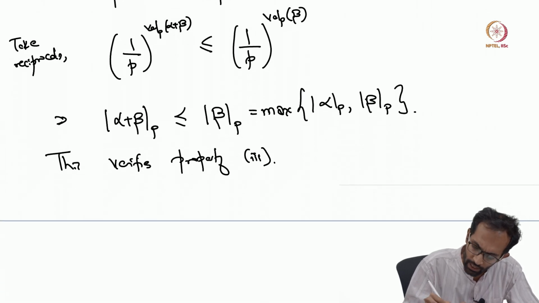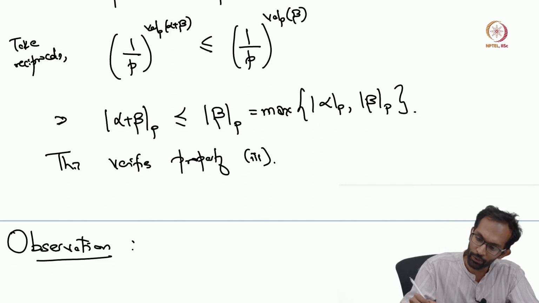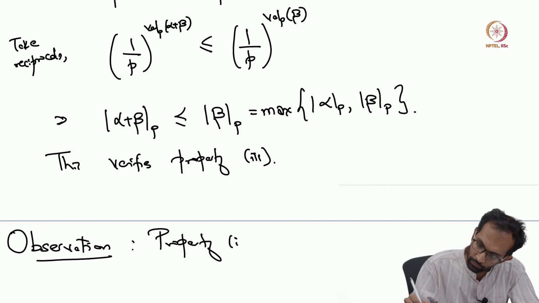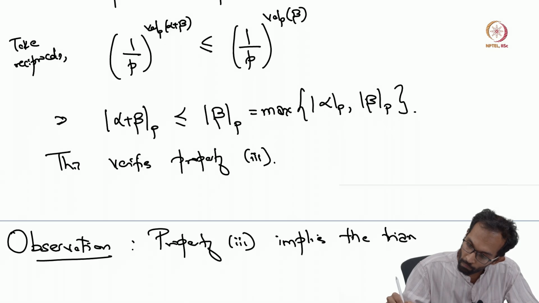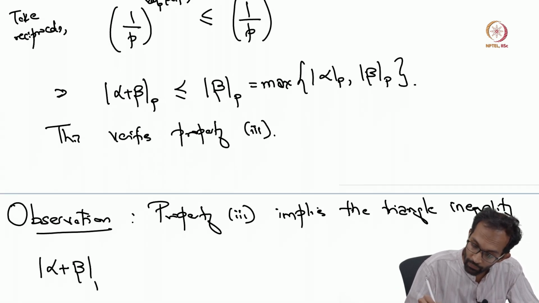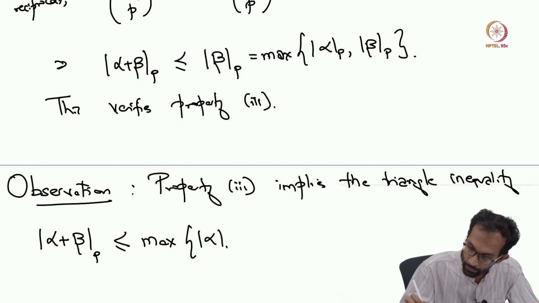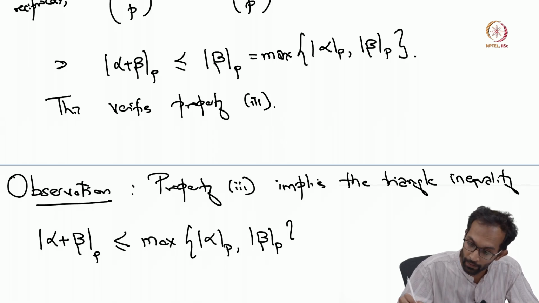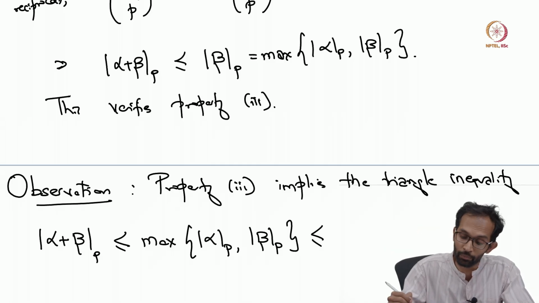And another observation is that property 3 actually implies the usual triangle inequality. So if you have the absolute value of alpha plus beta, property 3 tells us that it's less than or equal to the maximum of the p-adic absolute value of alpha and the p-adic absolute value of beta. But both of these numbers are non-negative. So the maximum could be either the p-adic absolute value of alpha or the p-adic absolute value of beta.